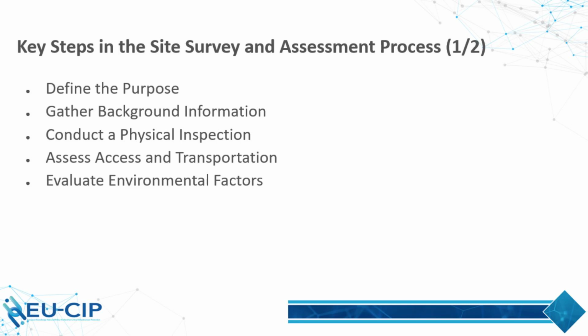5. Evaluate environmental factors. Consider environmental factors that may affect the site and project. Assess the quality of air, water, and soil in the area. Identify potential sources of pollution or hazards that may pose a risk to the project's sustainability or compliance with regulations.